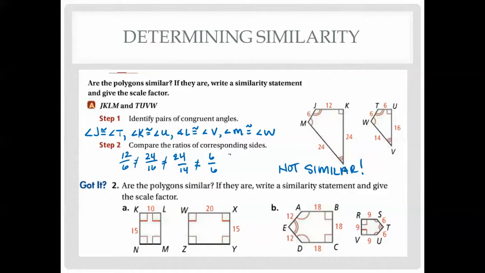If you would like to try number 2 on your own, you can pause the video now. Alright, let's see how you did. Number 2, are the polygons similar? If they are, you're going to write a similarity statement and give the scale factor.